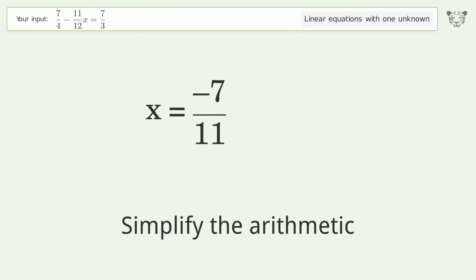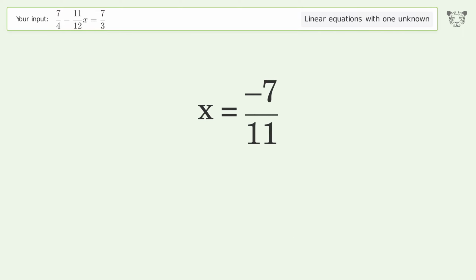And so the final result is x equals -7/11.